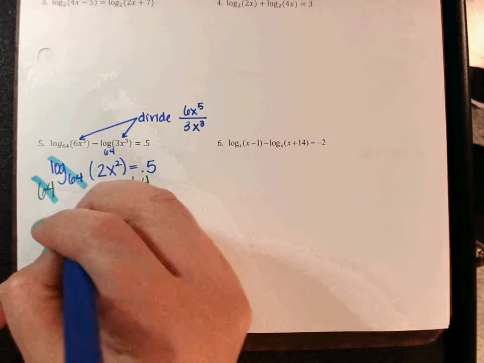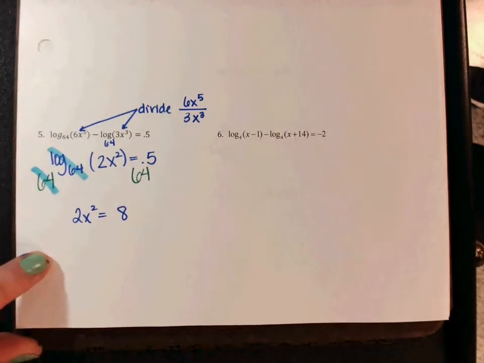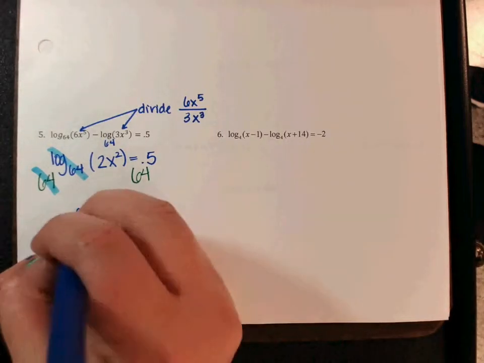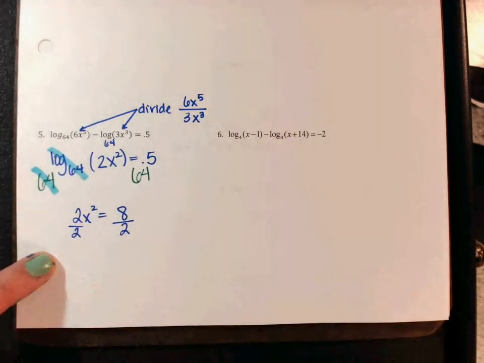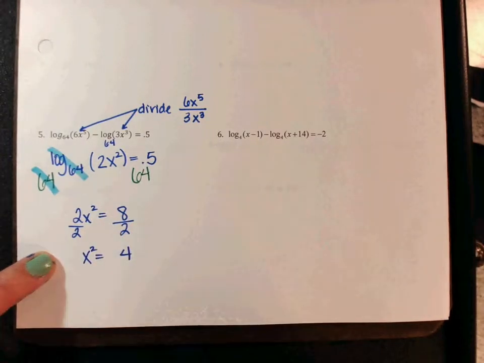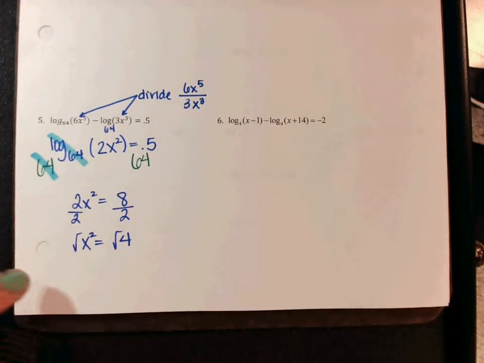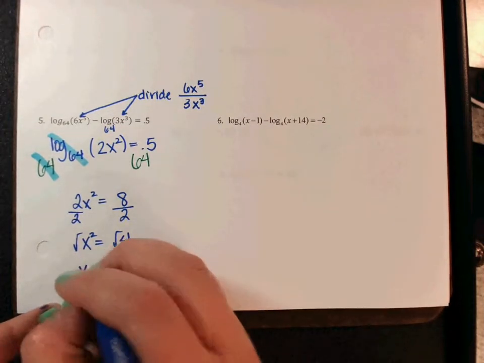So I have 2x squared equals 8. What would I do next? Divide by 2. 8 divided by 2 gives us 4. And then what would my last step be? Square root. You got it. So x would be plus or minus 2.